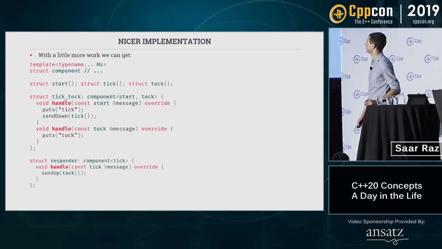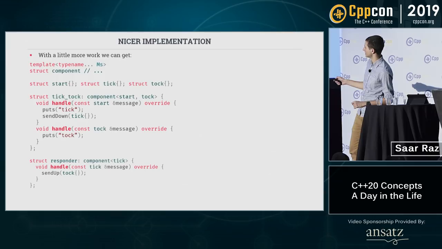And how would we rewrite the actual components? We can have this component-based class that I'm not going to show the implementation of. What it basically does is receive a list of message types that you want to handle, and it exposes virtual functions that you can override to handle these specific messages. For example, here, TikTok says that it wants to handle start messages and talk messages. And then in order to handle them, it can just override handle for start and handle for talk, okay?